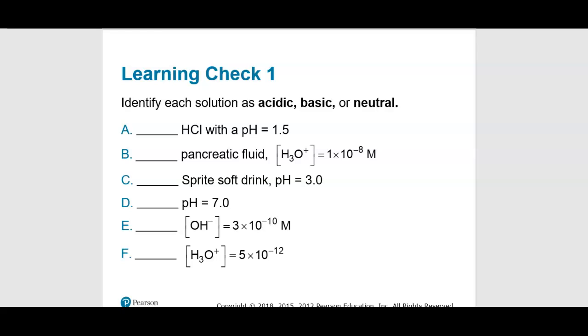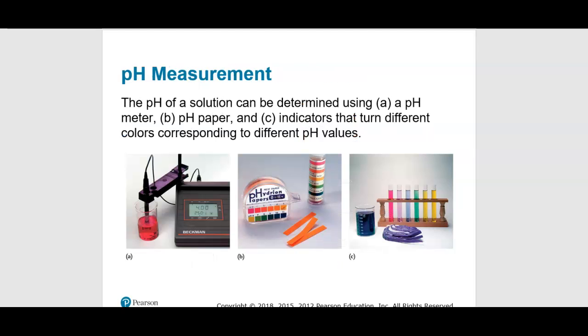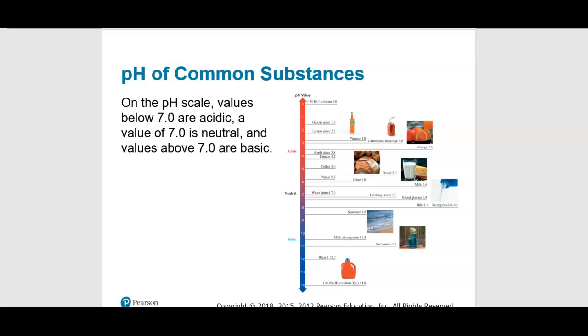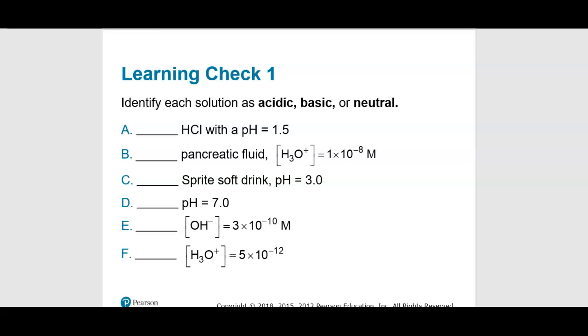We have hydrochloric acid, HCl, with a pH of 1.5. And you notice, going back to this last table, a 1 molar hydrochloric acid solution is at 0. And now we have a hydrochloric acid solution with a pH of 1.5. What's going on? Well, the pH is determined by the concentration of the hydrogen ion. And since hydrochloric acid is completely dissociated, you have different concentrations that are going to give you a different pH. So we know that's acidic, pH of 1.5.